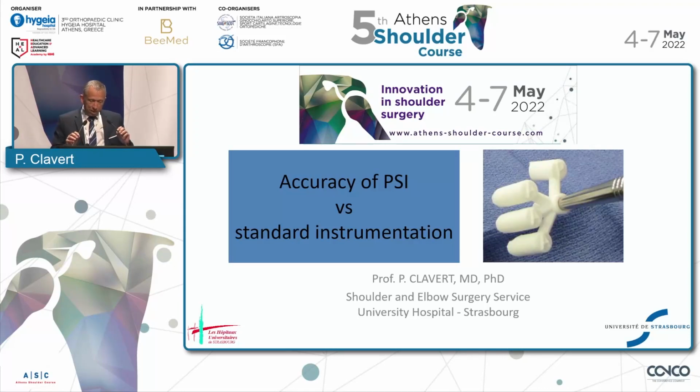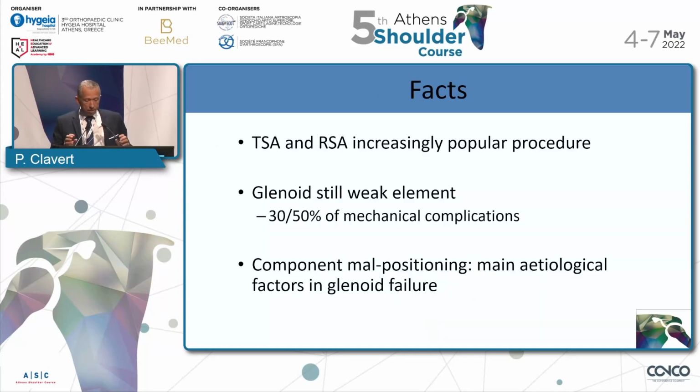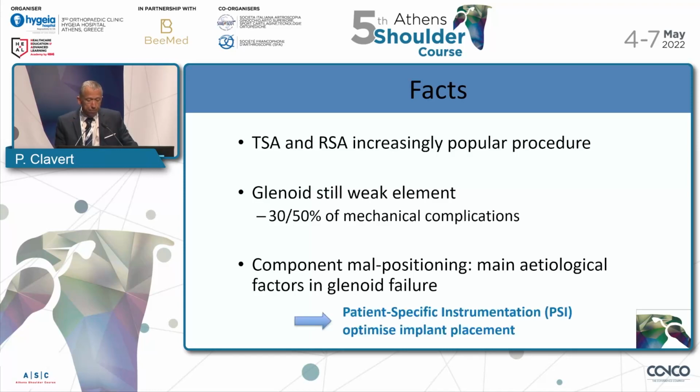Considering the new trends, looking at what we can do with the PSI is mandatory. So these are my different disclosures. We know, and for a long time, that total shoulder arthroplasty and reverse shoulder arthroplasty are becoming more and more popular procedures. But we also know that the glenoid is the weakest point of the construct. And we know that component malpositioning is the main etiological factor for glenoid failures.